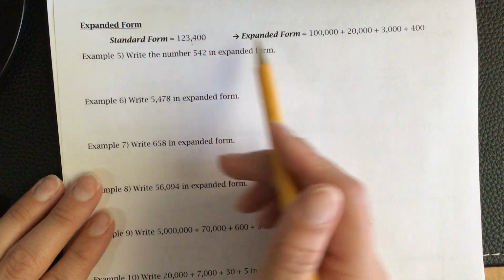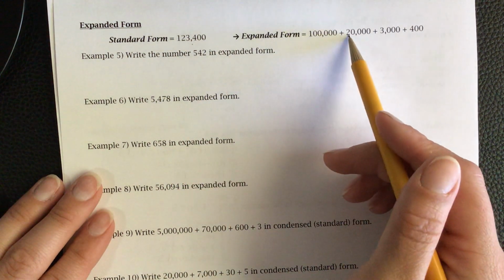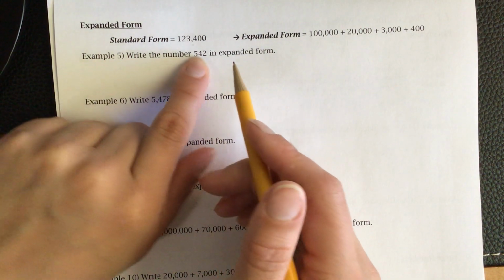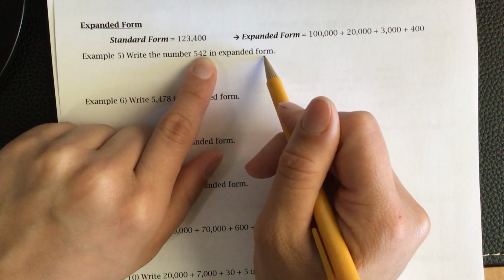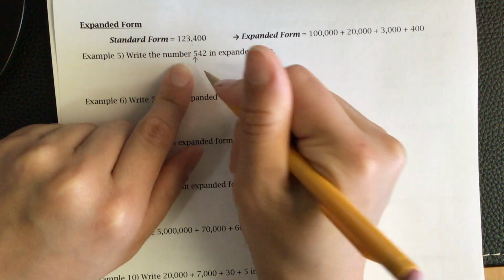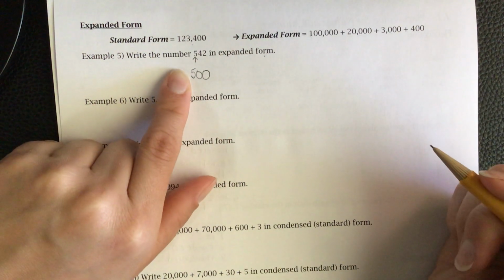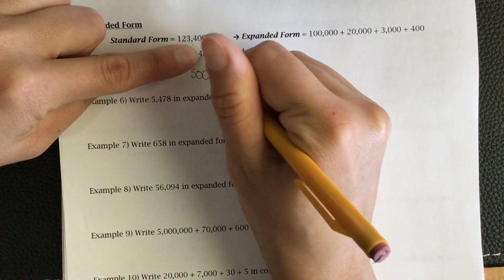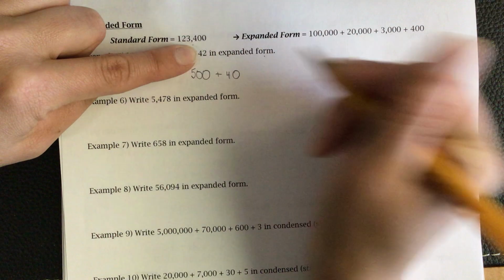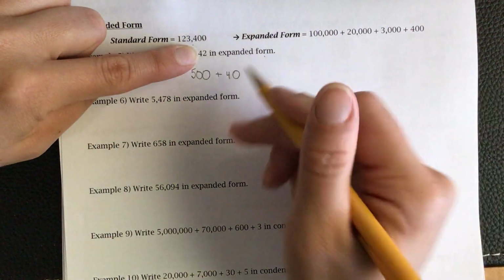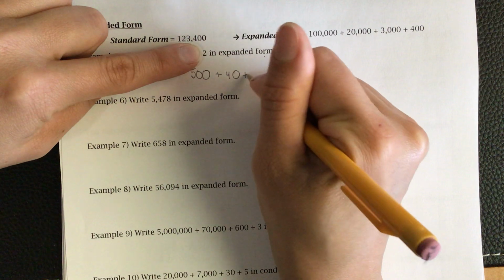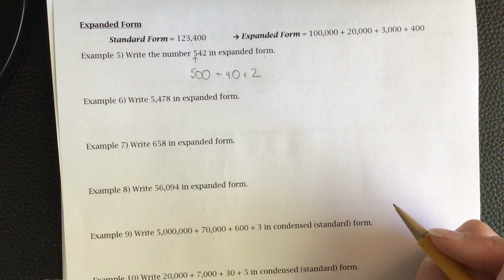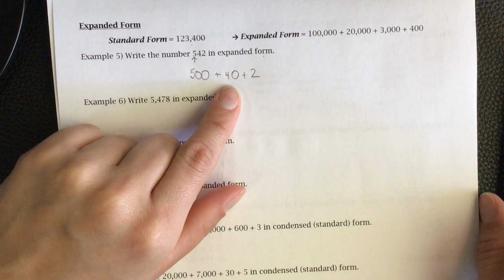Standard form is a normal number. Expanded form is writing it out for each portion with zeros in places for the rest of the values. So if I have 542 and I want to write it in expanded form, I'm going to start with the 5. We know that this is in the 500 place, so 500. And we're going to add the next number, which is the 4. The 4 is in the tens place, so 40, and then the 2 is in the ones place. So we have 500 plus 40 plus 2, and that is what we consider expanded form.